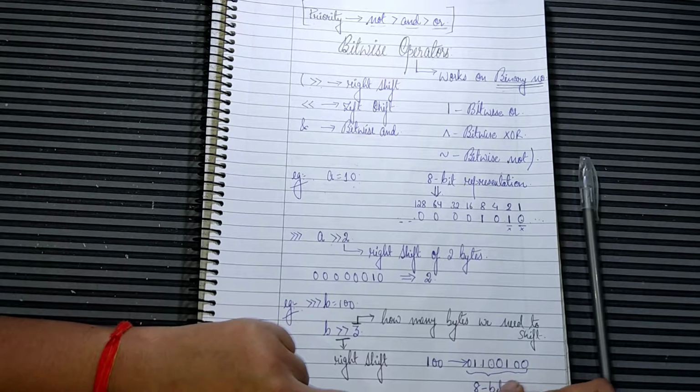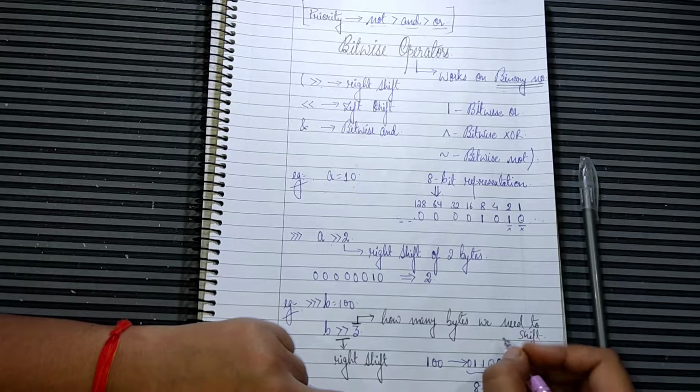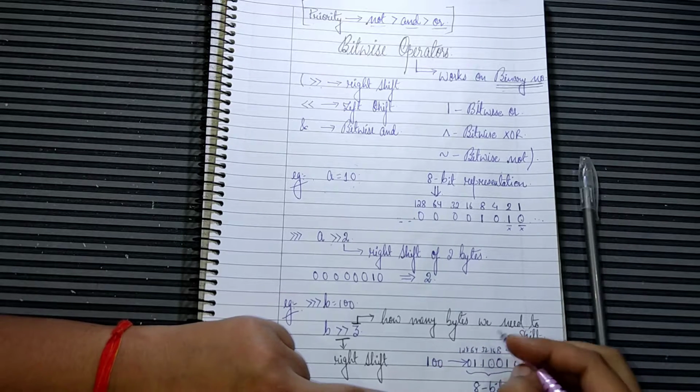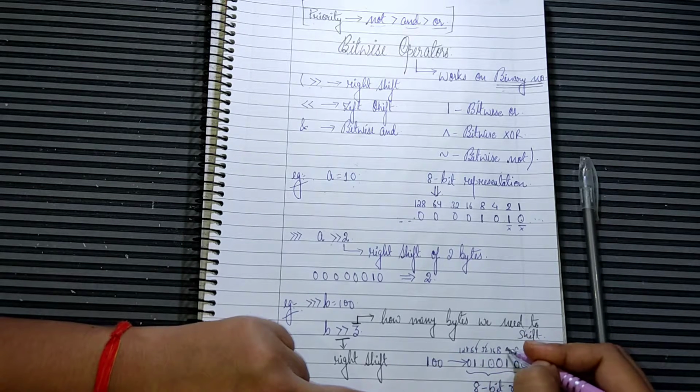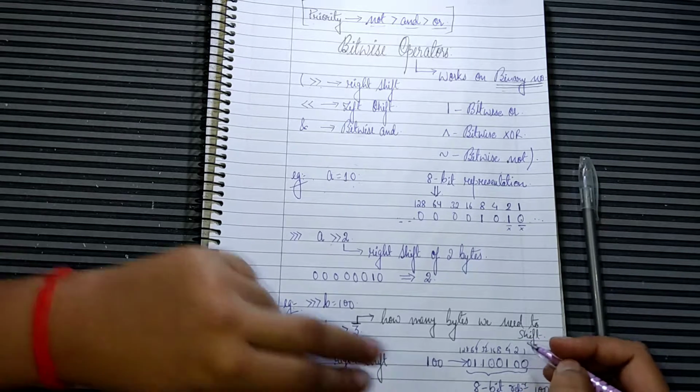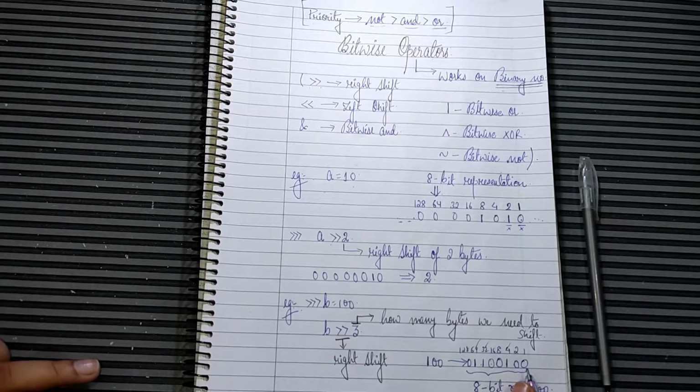100, right? Yes. See 1, 2, 4, 8, 16, 32, 64 and 128. The summation of 64, 32 and 4 will give you 100, right? So this is the 8-bit representation of this one.